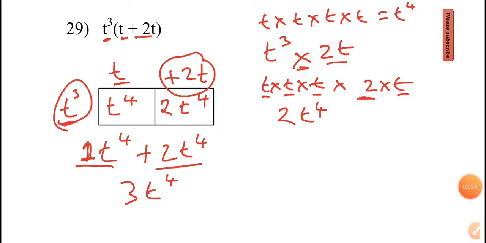To give a bit more detail to that, when we have t to the power of 4, that's 1 lot of t to the power of 4, and then we had 2t to the power of 4, so that's another 2 lots of t to the power of 4, and we're adding them. So 1 lot of t to the power of 4 and 2 lots of t to the power of 4 is just 3 lots of t to the power of 4.